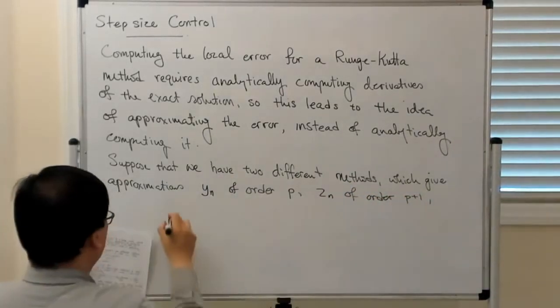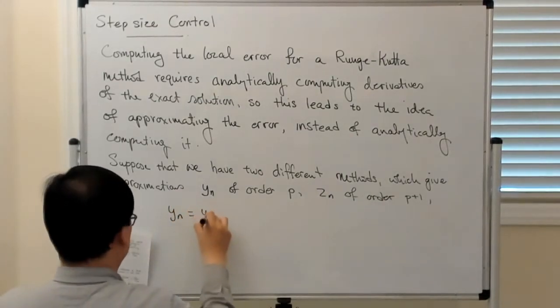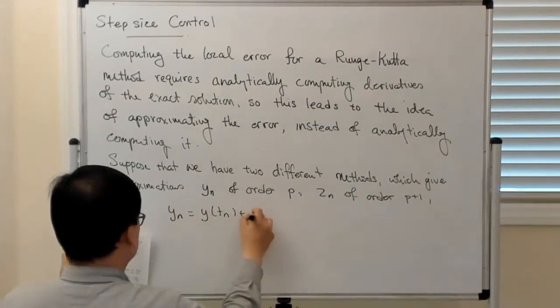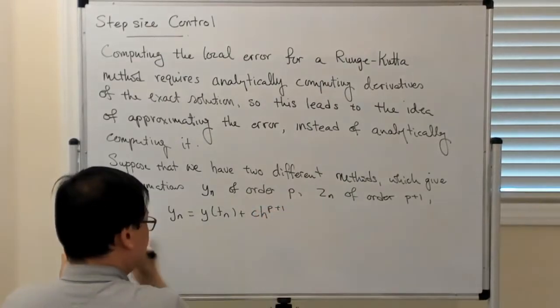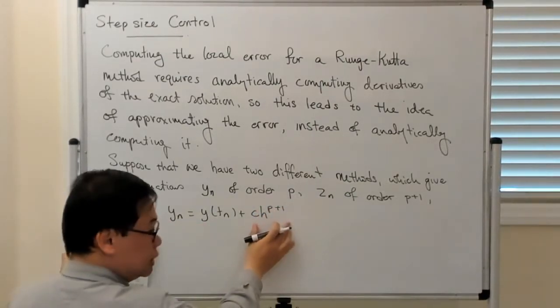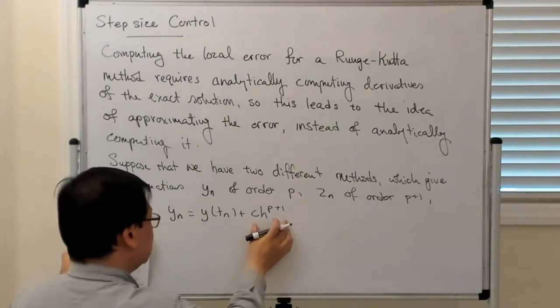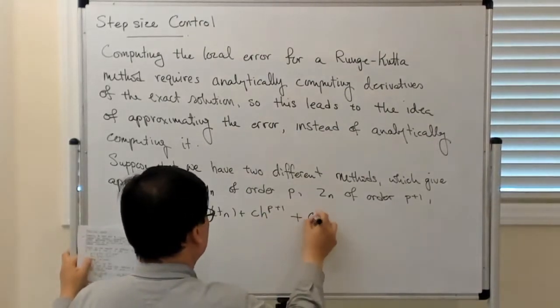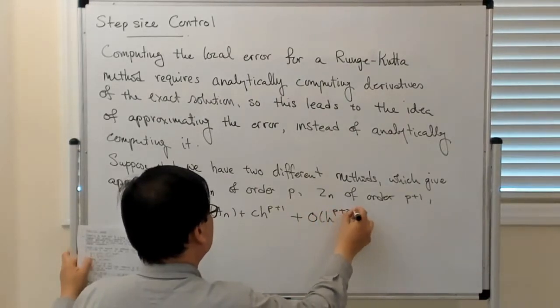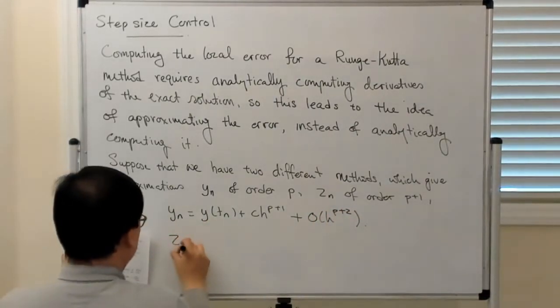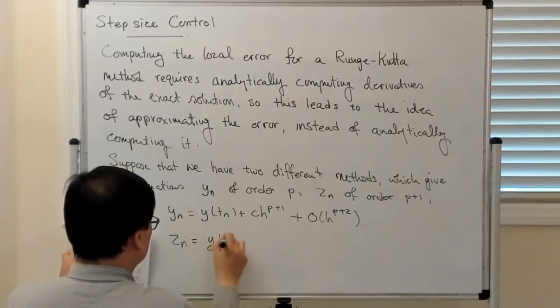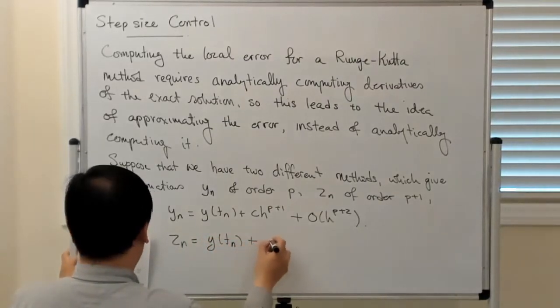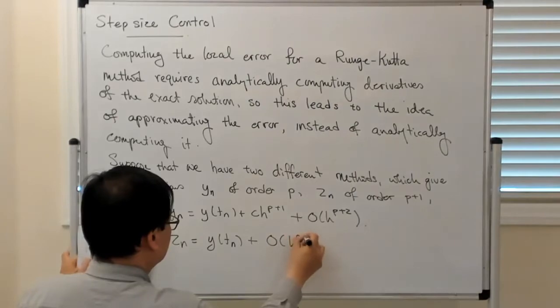So what I mean by that is that Yn is equal to y at Tn plus some Ch to the P plus 1. So this is the order P method because its local truncation error is big O of H to the P plus 1. And then we have a Zn, which is one order higher: Yn plus big O of H to the P plus 2.